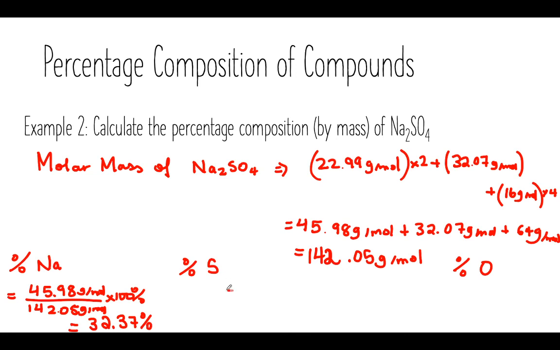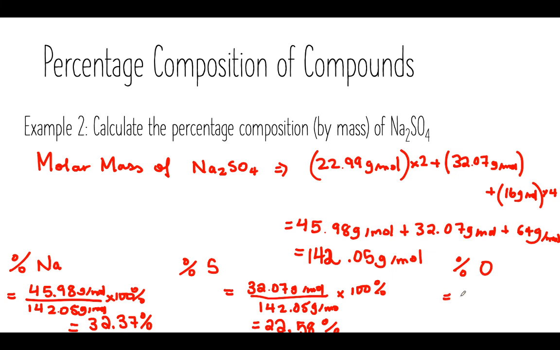Now getting on to sulfur, 32.07 grams per mole divided by 142.05 grams per mole times 100%. So 32.07 divided by 142.05 times 100 will give me 22.58%.